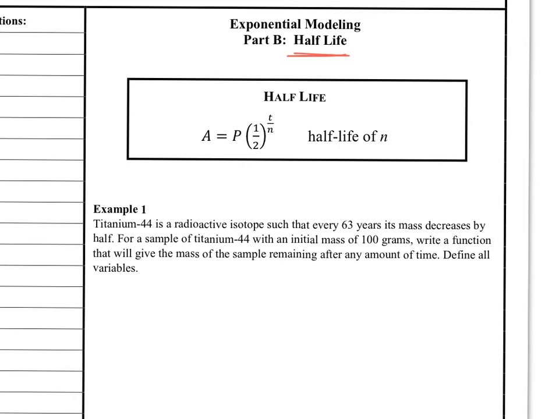All right, so titanium-44 is a radioactive isotope such that every 63 years its mass decreases by half. For a sample of titanium-44 with an initial mass of 100 grams, write a function that will give the mass of the sample remaining after any amount of time. Define your variables. So, just start off with the half-life, n. What's the half-life? It says every what? Happens every n right there. n is 63. That is your half-life.